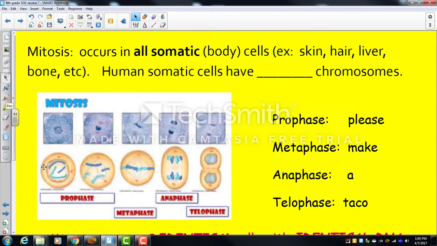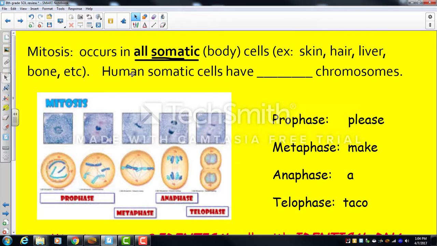Now, let's talk about mitosis in more detail. It occurs in all, here's a word for you, somatic cells. Somatic cells are body cells. Soma by itself actually means body in Latin. So they are all the body cells, every cell that makes up the bulk of your body. So that's pretty much everything: skin cells, hair cells, liver cells, bone cells.